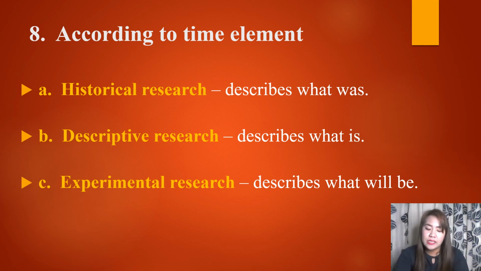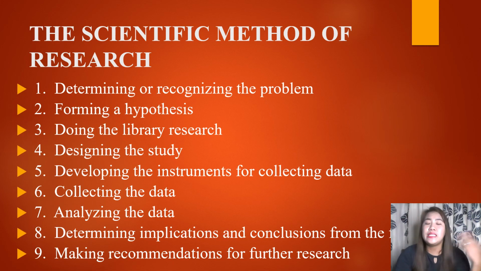Descriptive research provides information about situations, events, and conditions that occur in the present. And experimental research describes the situation and condition of what will happen in the future, because it describes what will be. So, kung ano yung mangyayari. Okay? Those are the distinctive features or characteristics, kinds, and classifications of research.